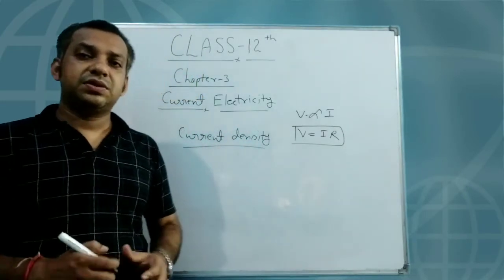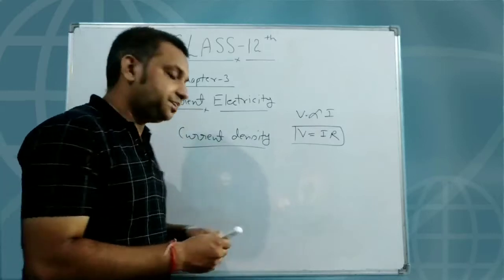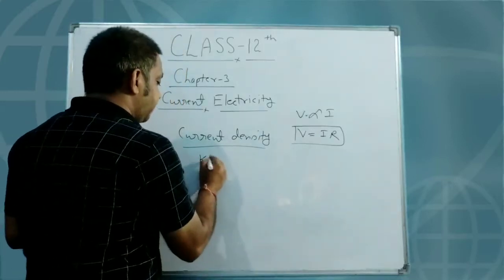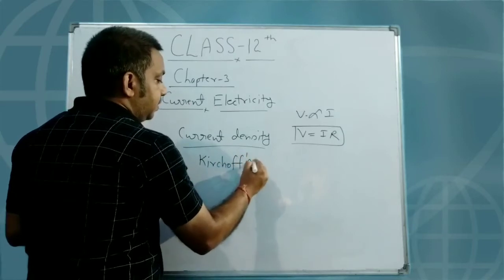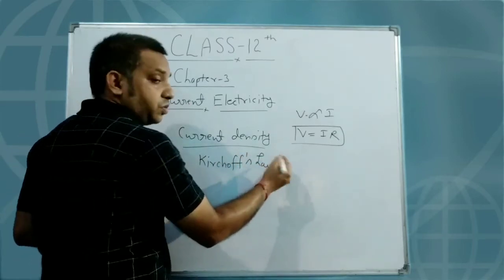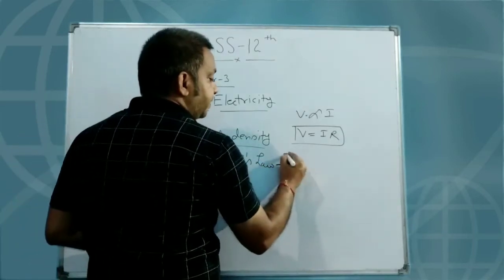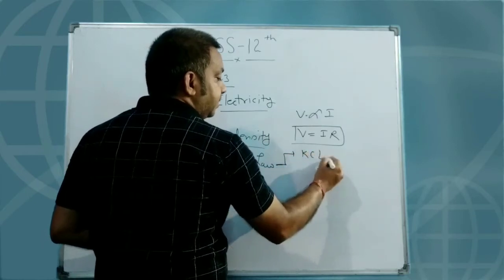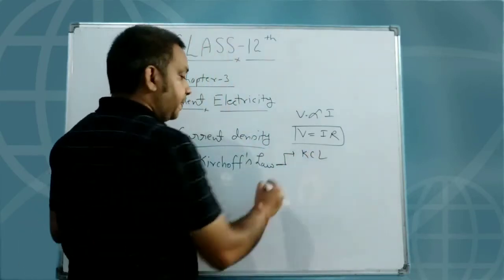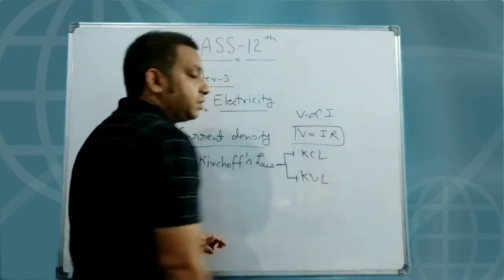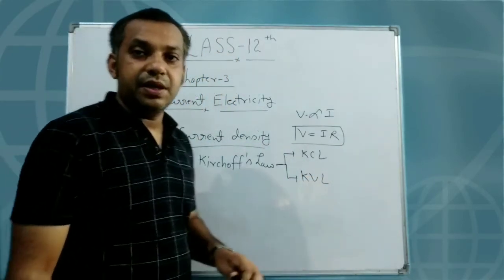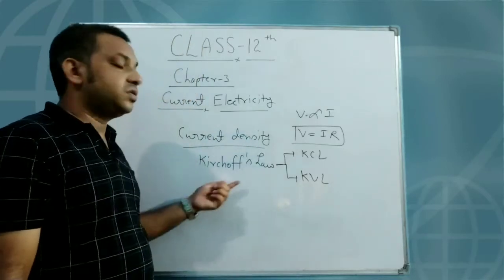It is commonly known as Kirchhoff's law. Kirchhoff's law has two parts. One part is called KCL, which is Kirchhoff's current law, and the second one is KVL, which is called Kirchhoff's voltage law. So Kirchhoff's law is basically the combination of the two laws.